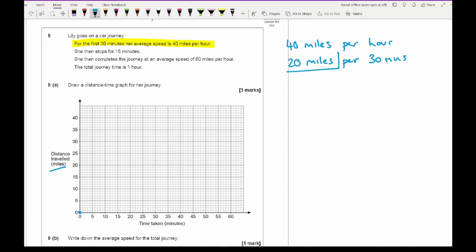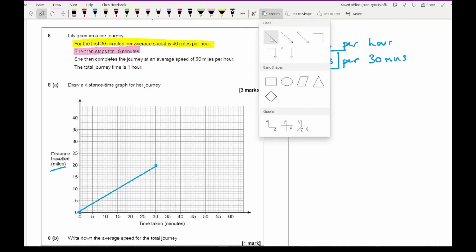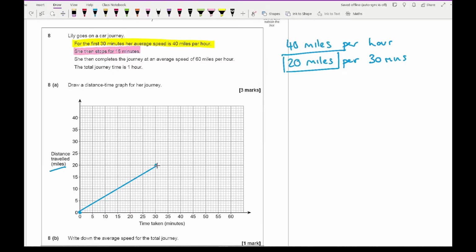So that means that in the 30 minutes, if she's driving at 40 miles per hour, she's going to be travelling 20 miles. So for 30 minutes, she's travelling 20 miles, and all I then need to do is draw a straight line from that point, like so. Then it says that she stops for 15 minutes. Now that's represented with a horizontal line. We need to have that for a length of 15 minutes, so from 30 minutes, that's going to go all the way up to 45.